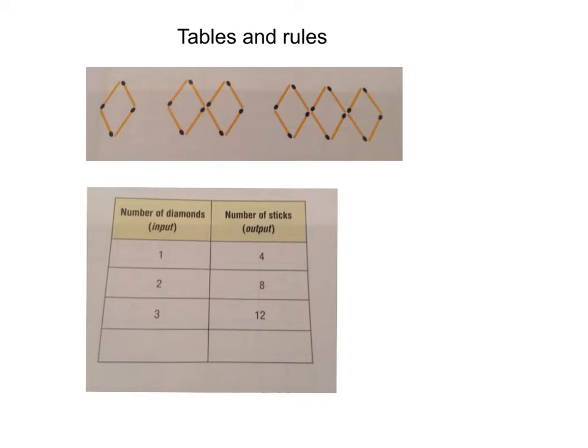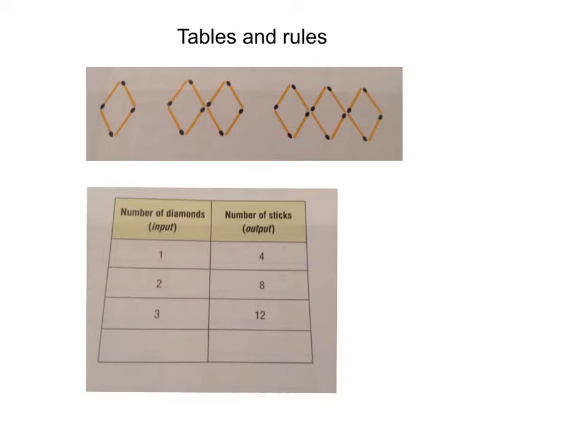We were looking at spatial patterns, so patterns made out of matchsticks, such as these ones, and we were looking at the relationship between the term number and how many matchsticks were required. And to do this, what we did was we counted the matchsticks and we placed our results in a table of values. So here's one that's been produced, a table of values for these diamonds.